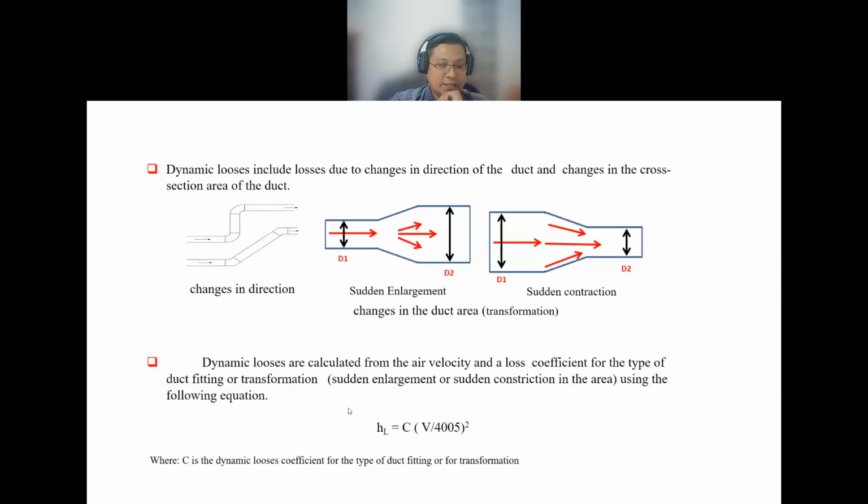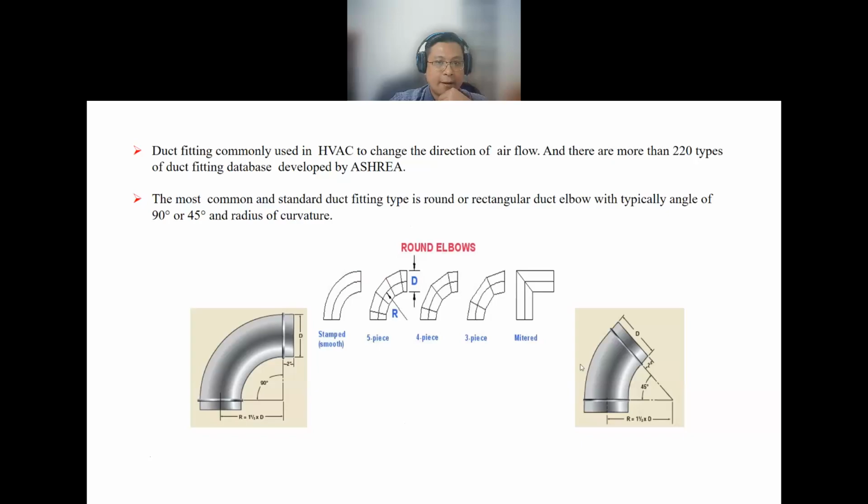Okay, by calculation, we can also write for dynamic losses: HL equals C times V, where V is velocity, over 4005, squared. C is the dynamic loss coefficient for the type of duct fitting or for transformation. So it will be given by a table, and then we can use the C. And for V, we can measure the velocity, and then we can analyze the head loss.